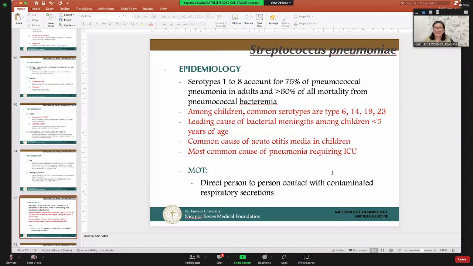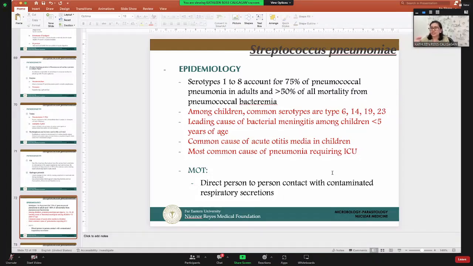In adults, this is the most common cause of bacterial pneumonia. But in children less than 5, this is the most common or leading cause of bacterial meningitis. So take note: less than 5 years of age. It's also the most common cause of otitis media in children, and the most common cause of pneumonia requiring ICU among adults.